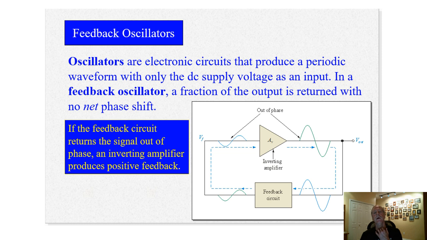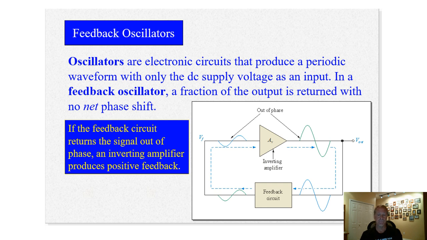So feedback oscillators, all oscillators produce a periodic waveform, right? They produce signals. Oscillators are used for generating clocks for microprocessors. They're used for generating carrier signals for radio frequency equipment, transmitters and things like that, and receivers for local oscillators. So any device that actually produces a periodic waveform can be considered an oscillator.